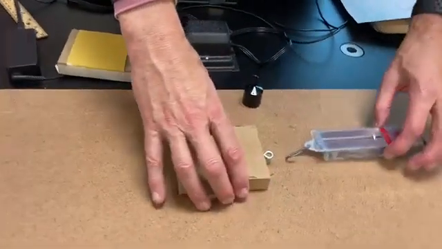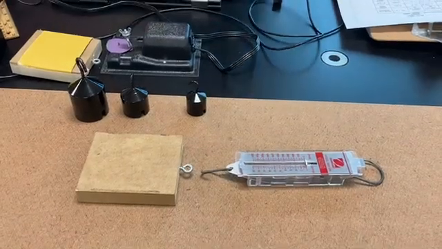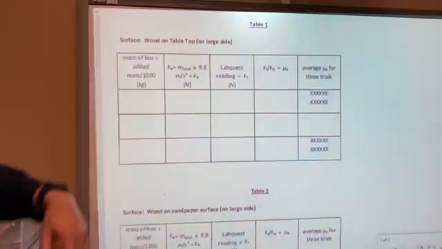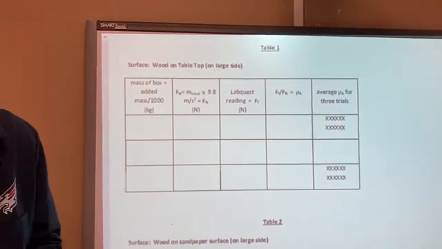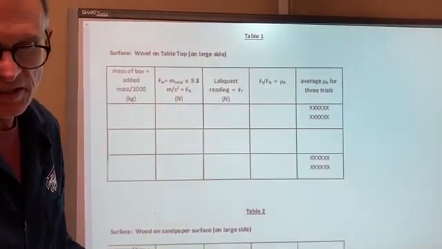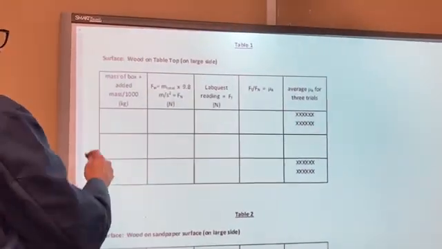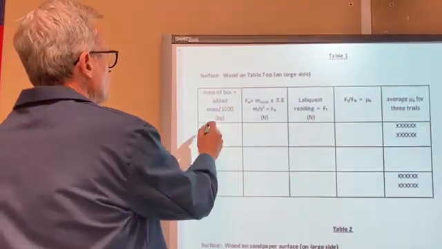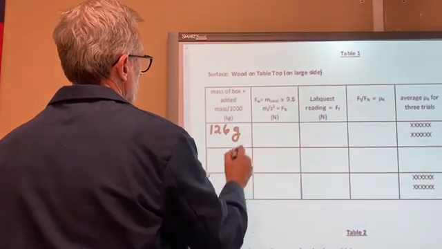So first off, let me fill out the table. We're going to do table 1. It's going to be the wood on the tabletop, this thing right here. And first of all, I'm going to tell you right off the bat that you're going to need the mass of this wooden box. The mass of this wooden box is 126 grams.